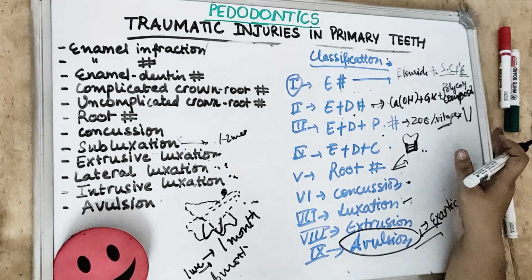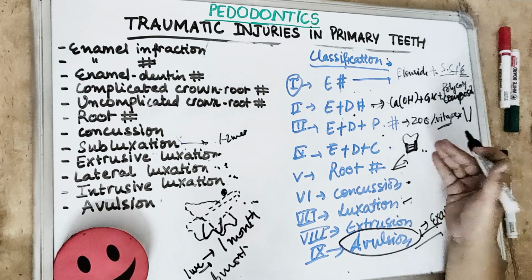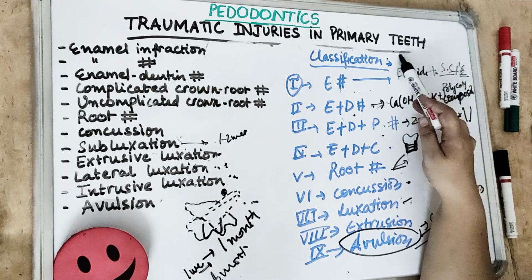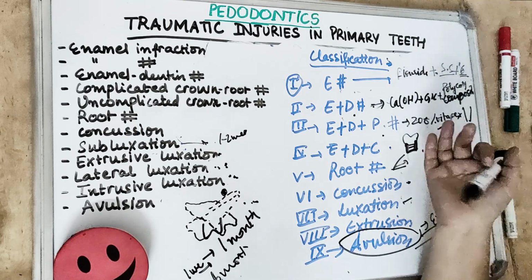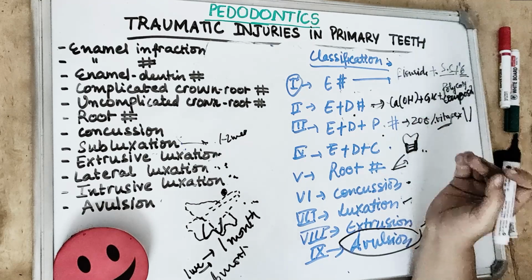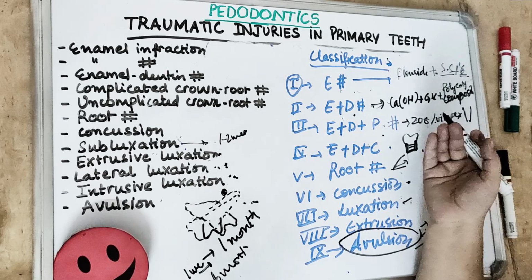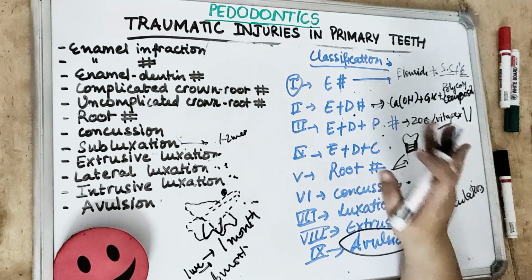If we talk about the sequelae of injuries, the most common complication of injury to the primary teeth is necrosis. We also see pulpal obliteration, root resorption, or sometimes injuries to the permanent teeth during extraction. So that's about the traumatic injuries in the primary teeth.